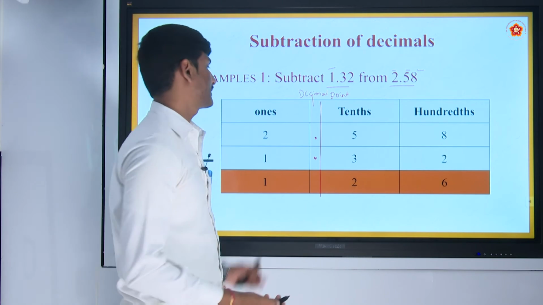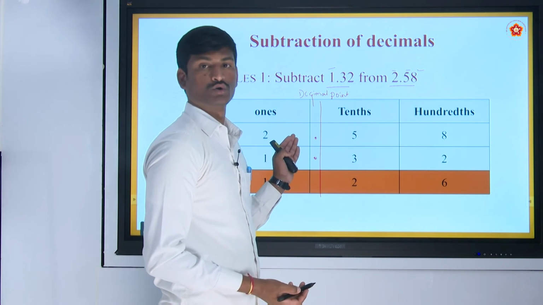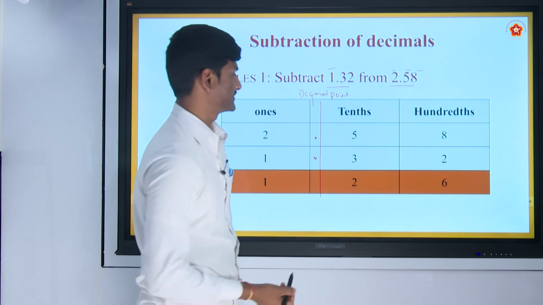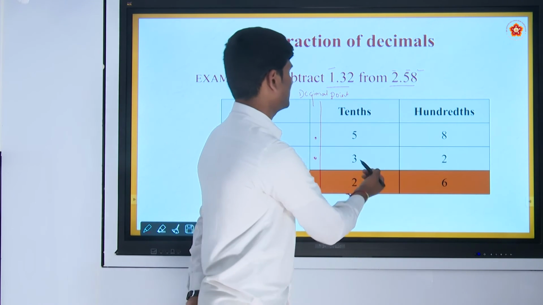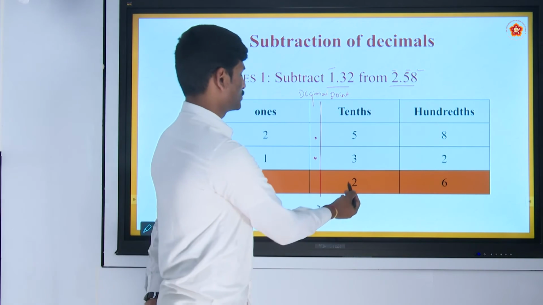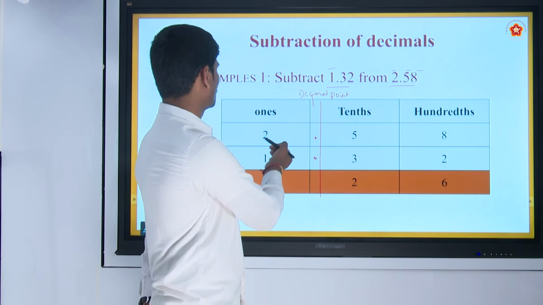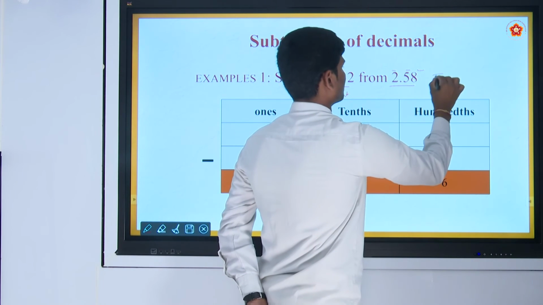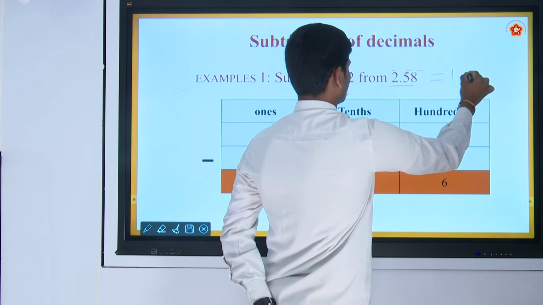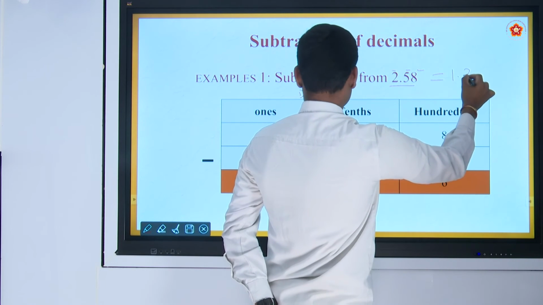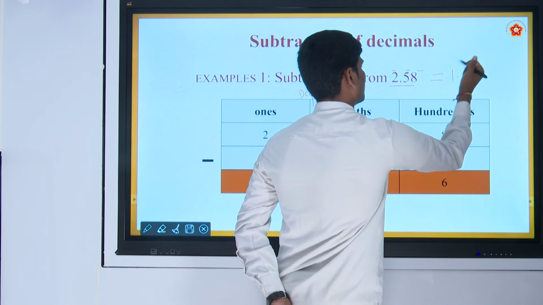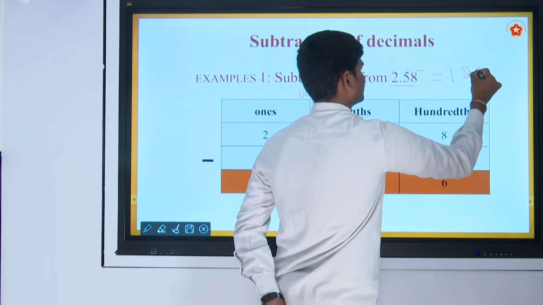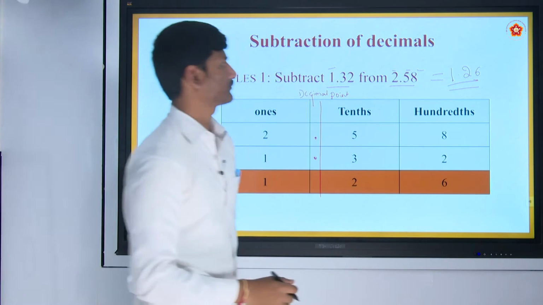Then we subtract these two decimal numbers. 8 minus 2, how much? 6. Then 5 minus 3 is 2. Then 2 minus 1, 1. The answer you get is 1.26. Okay.